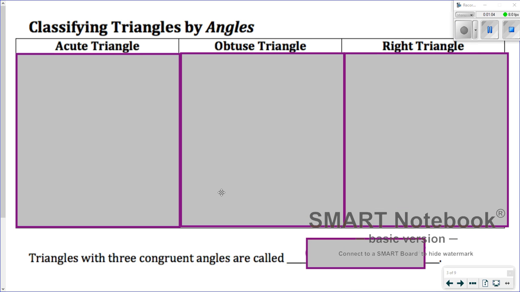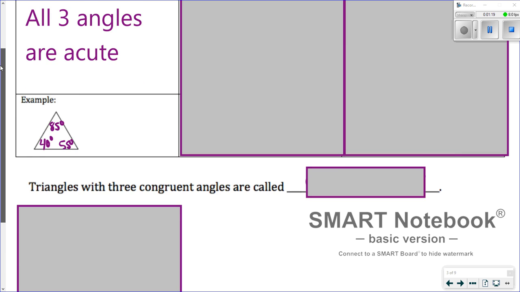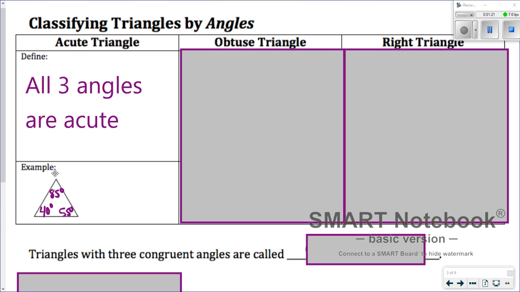When classifying triangles by angles, there are three types of triangles based on angles. We got acute triangle, obtuse, and right triangle. With the acute triangle, all the three angles are acute. So as you can see in the diagram, we have one that's 40, 85, 55. It's all less than 90.